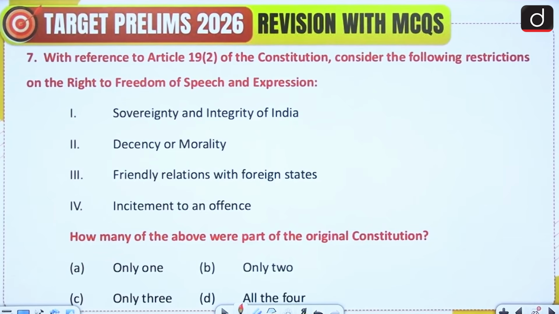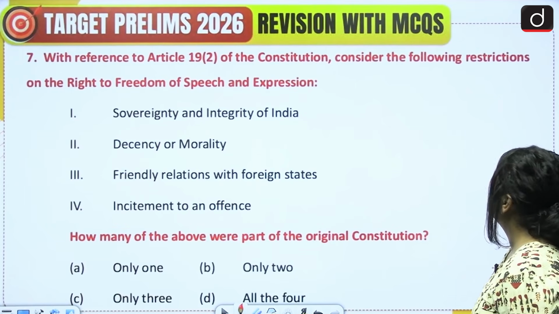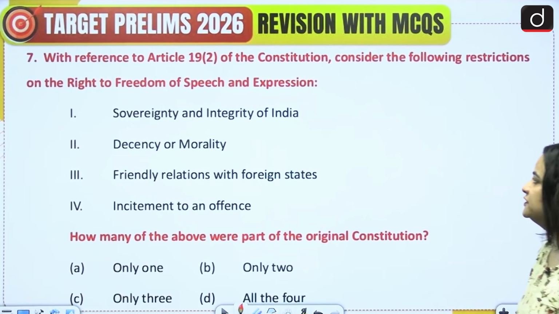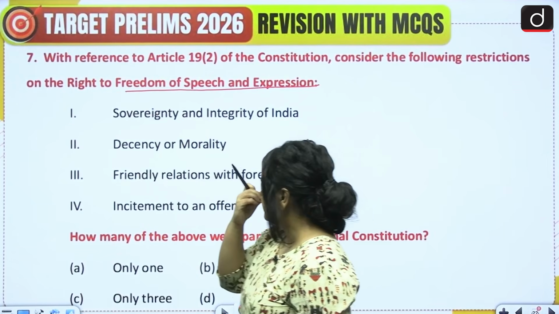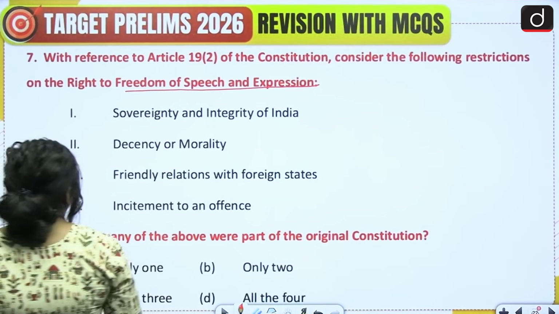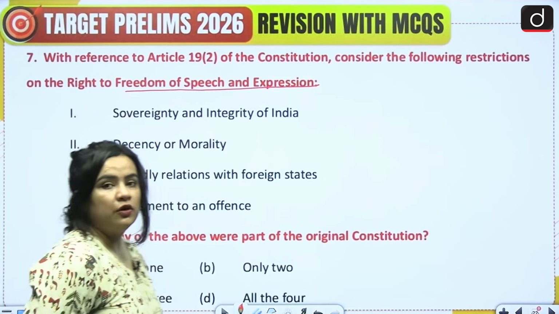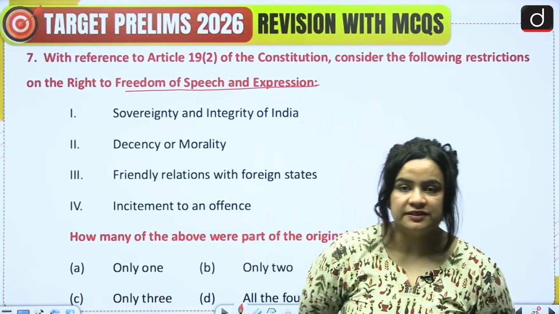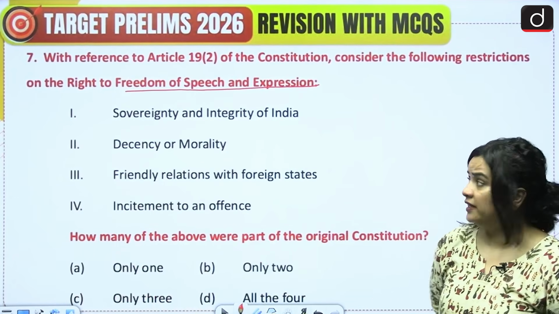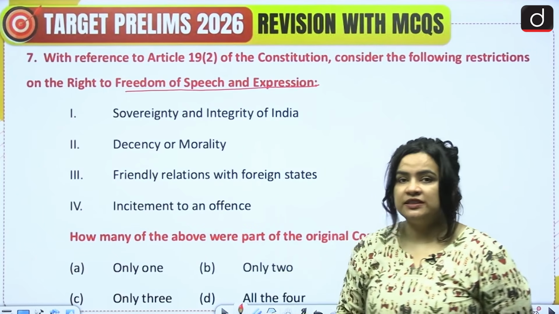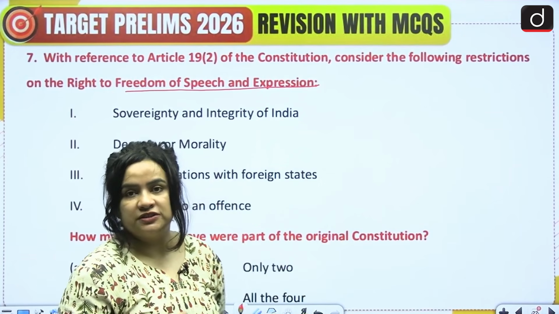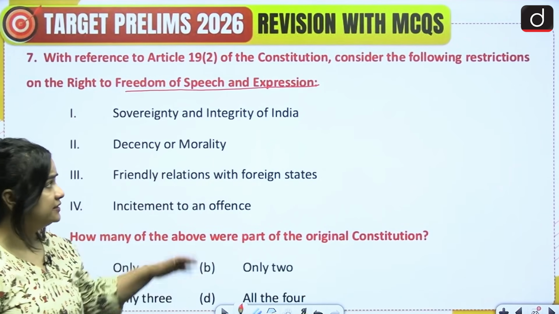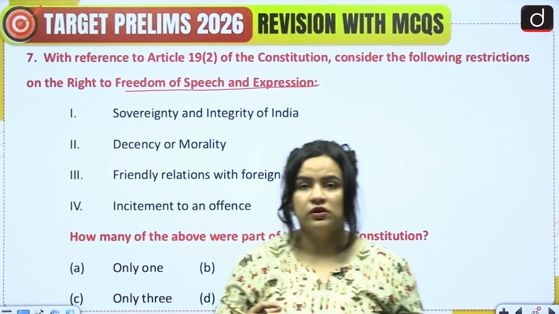Question 7. With reference to Article 19, Clause 2 of the Constitution, consider the following restrictions on the right to freedom of speech and expression. Now, the right to freedom of speech and expression is a part of the right to freedom, right? So we have various freedoms that are granted to us by Article 19 of the Indian Constitution: right to freedom of speech and expression, right to assemble peaceably and without arms, right to form trade unions, associations and cooperative societies, right to reside freely throughout the territory of India, and so on and so forth.